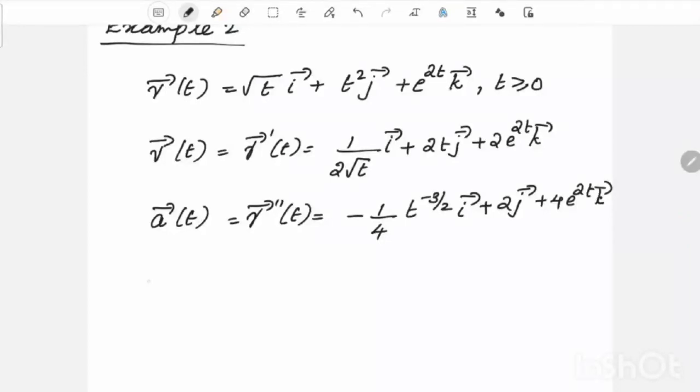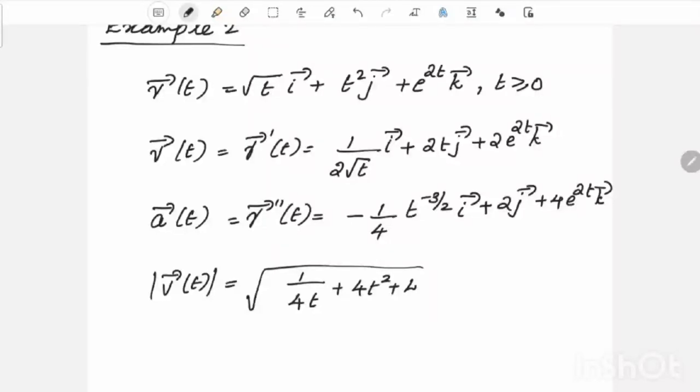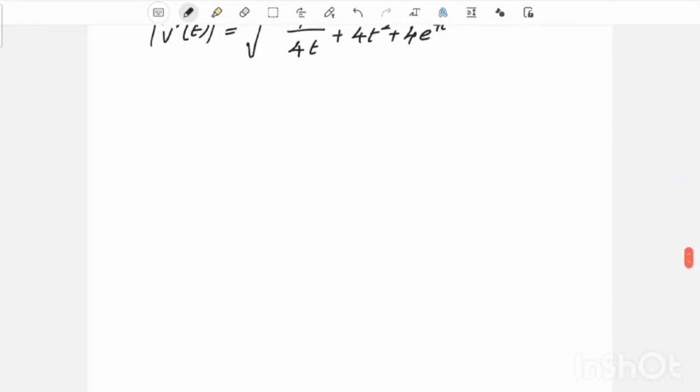And the speed modulus of vector v of t is equal to root of 1 by 4t plus 4t square plus 4 e raised to 4t. Now we can have another example.